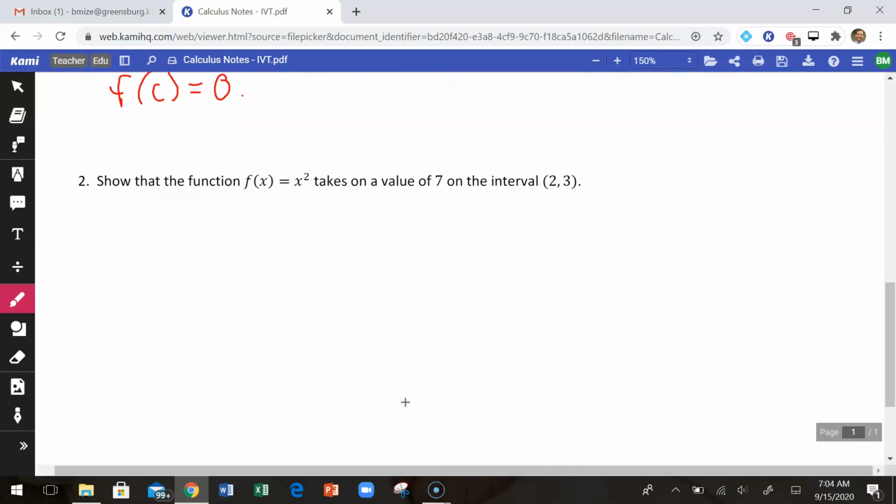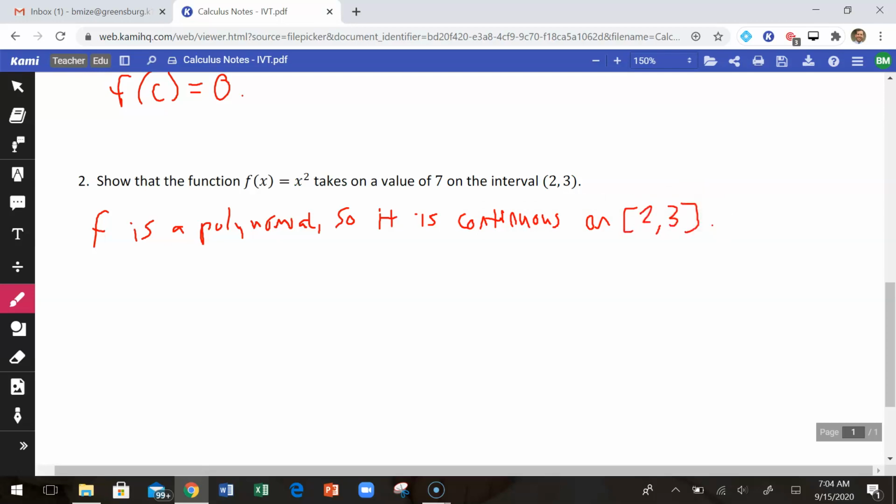So show that the function f of x equals x squared takes on a value of 7 in the interval from 2 to 3. Okay, so again, f is a polynomial. So it is continuous. Again, I can say everywhere, but I'm going to say continuous on the closed interval from 2 to 3. I know that because it's a polynomial. It's continuous everywhere.